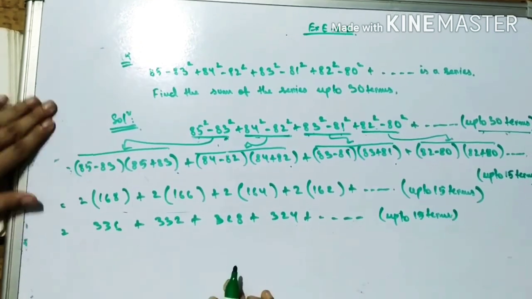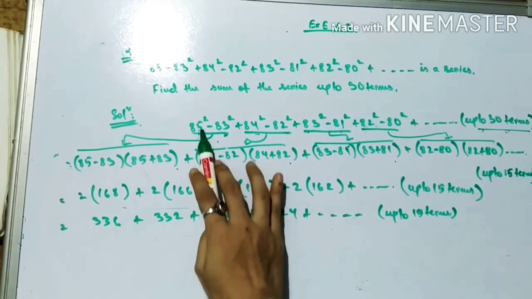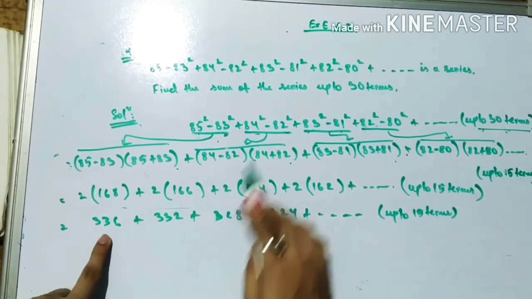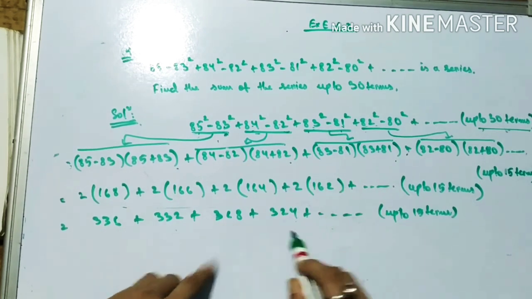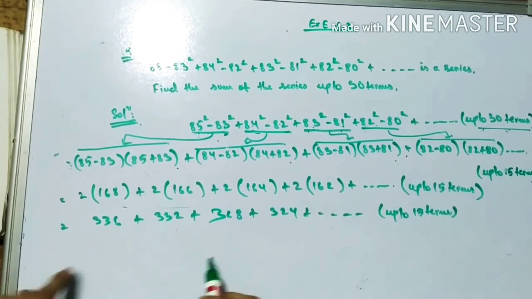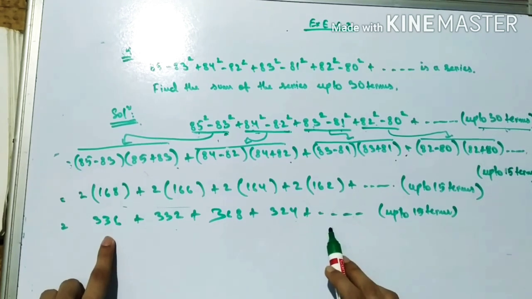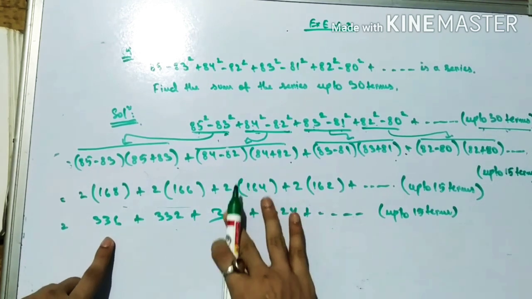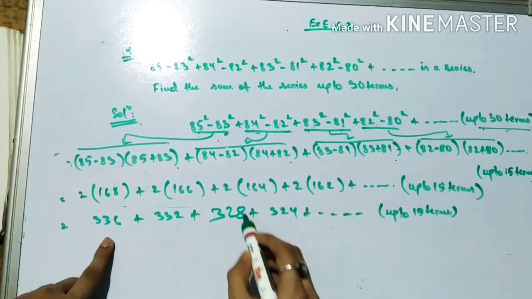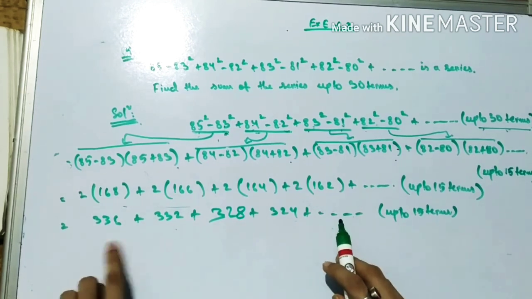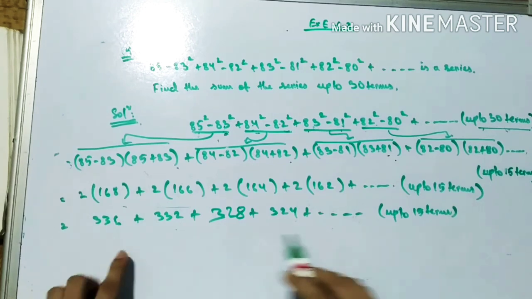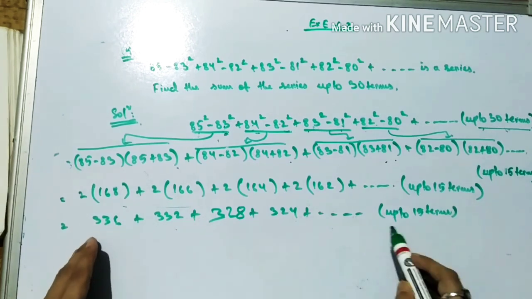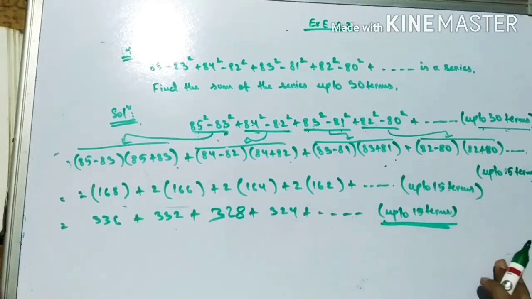Now understood? These two terms became one single term, again these two terms became one single term, these two terms became one single term. This is 324. And this series is in arithmetic progression. Their common difference is -4, you see. And I will have to add this series up to 15 terms.